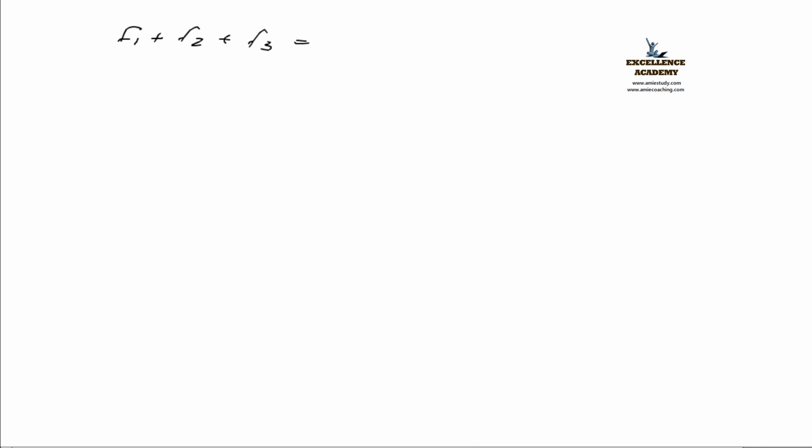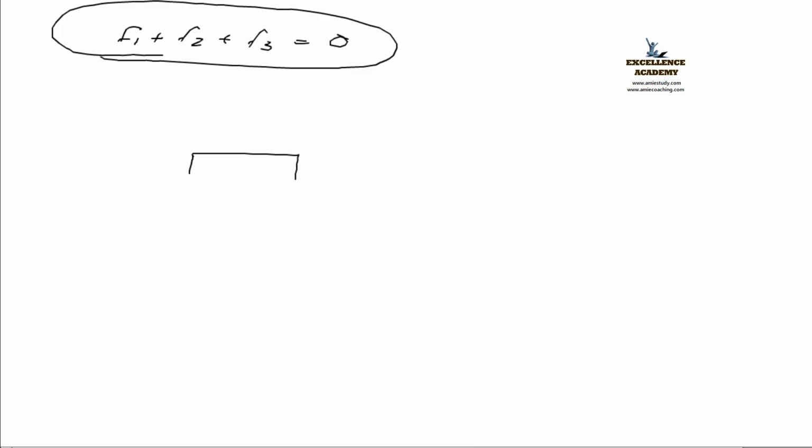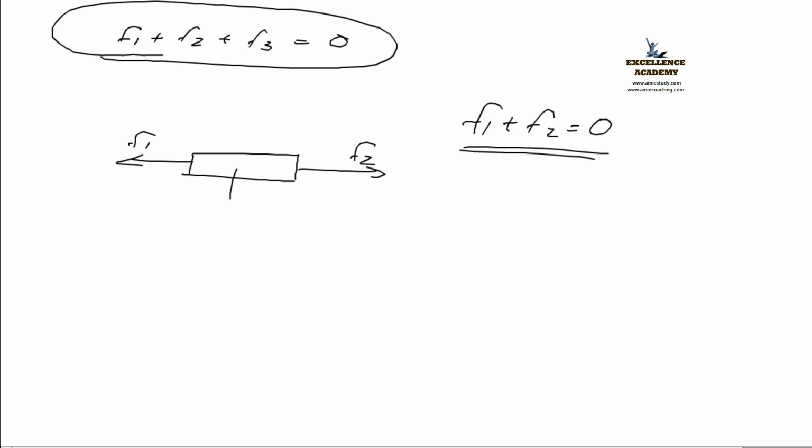Suppose a body is there like this. Say F1 is acting in this direction, F2 is acting in this direction. Then the body attains its equilibrium. When it attains equilibrium, F1 plus F2 is equal to zero. Then we can say that this body is in equilibrium. Similarly, the sum of the moments, say M1 plus M2, is also equal to zero.